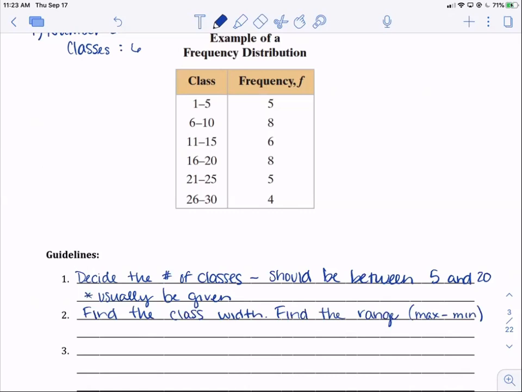Okay. And then we're going to divide by the number of classes. Okay. And then the key thing with this to make everything fit in your table is you're always going to round up. Okay, so even if you divide and you get 6.1, you're still going to round up to 7. Okay? It's just how it will always be.